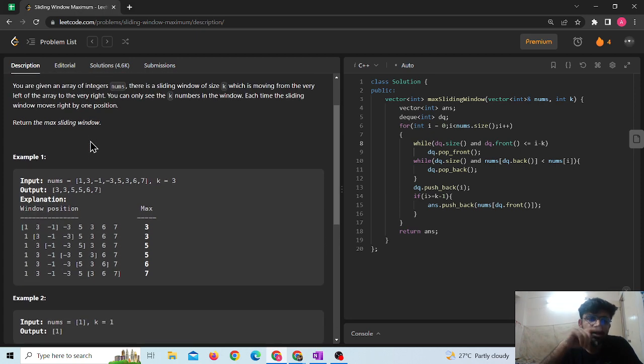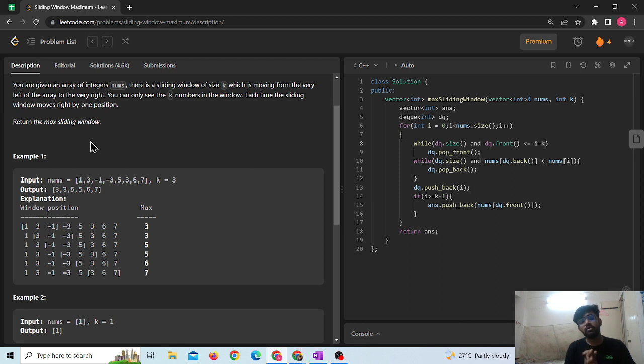The brute force approach is we will be starting from each index, traveling k indices, and finding the maximum value in that specific window. Suppose I start from this 1 and go till here, find the maximum value 3, and store the answer 3 for this window. Now I will be at i equals 1. From i equals 1 I will go to i plus k minus 1, then store the maximum of that window in the answer vector.